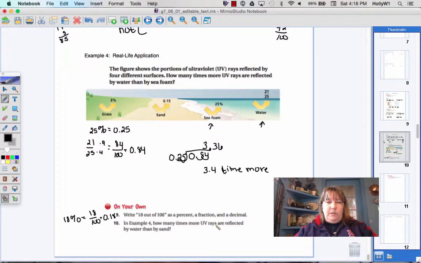Example 4, how many more times UV rays are reflected by water than sand? Well, we know water and we know sand, so it turns out we just divide 0.84 by 0.15, and again through the magic of a calculator we get 5.6. So 5.6 times more. So that was a really quick unit.